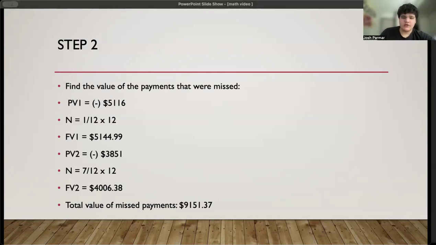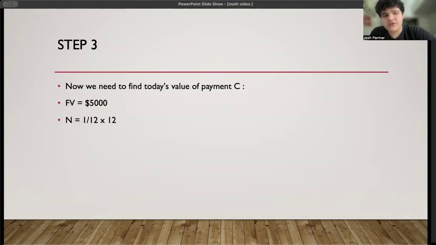All right, so now we're going to go on to our next step, step three. We need to find today's value of payment C. We already know the future value. This one's going to be a little different because we're not looking for the future value this time. We're looking for the present value. So we're going to start with n here, n being 1 divided by 12, which equals a decimal number. Then we multiply that by 12, and we get 1 here. Since we have the same I/Y and C/Y again, there's no need to change those.